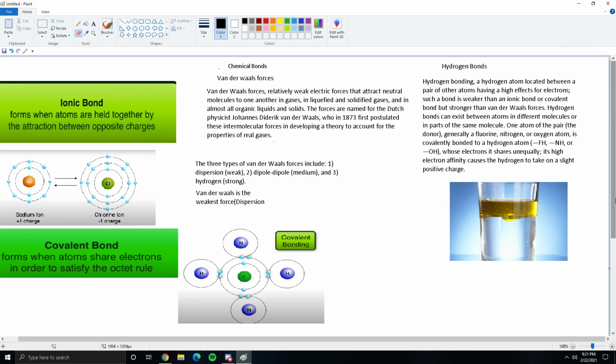My name is Shani. Today we're learning about chemical bonds. There's four popular ones: ionic, covalent, van der Waals, and hydrogen. First, we're going to talk about ionic.